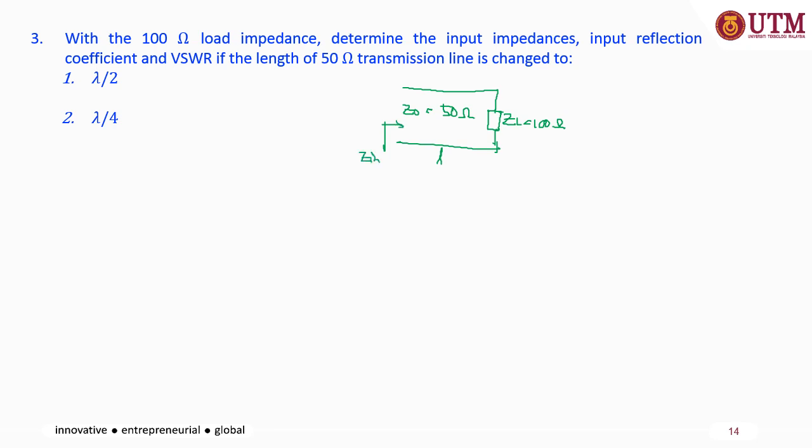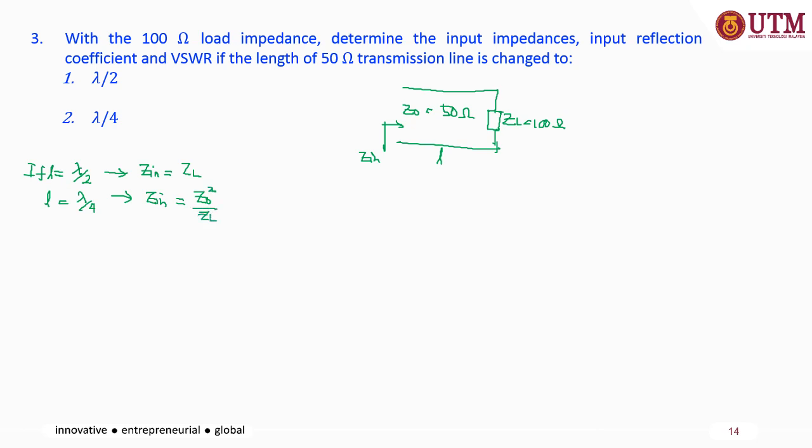So here is L, and then you have again your Zin facing towards the ZL. Right, so when you have the variation of L, remember we have the special cases. If L equal to lambda over 2, your Zin will be equal to ZL. Okay, another condition, if L equal to lambda over 4, your Zin will be equal to Z0 squared divided by ZL.